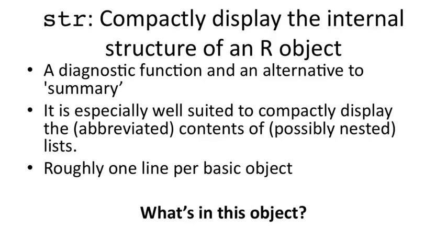So it's a very simple diagnostic function. It's very versatile, and the idea is that you can use it as an alternative to summary. If you want to look at an object and see what it is and what's in it, you can use summary, which will often be very useful, but str is another option. It's particularly well suited for compactly displaying large lists, which may contain nested lists. Its goal is to produce roughly one line of output per basic object. For example, if you give it a simple object like a vector, it'll give you one line of output back. It'll print it to the console. And so the basic goal of str is to answer the question, what's in this object?